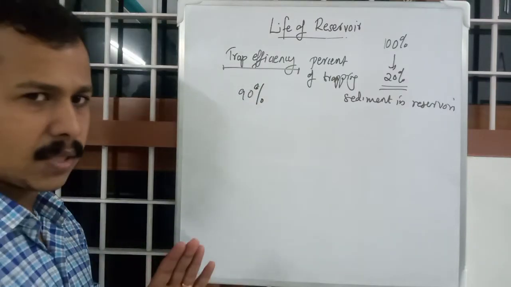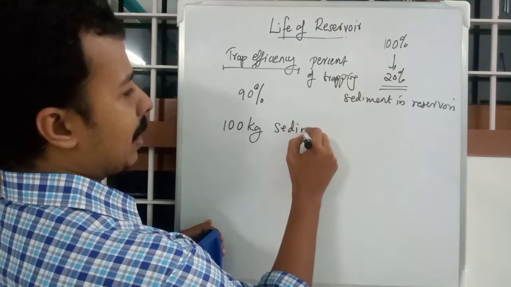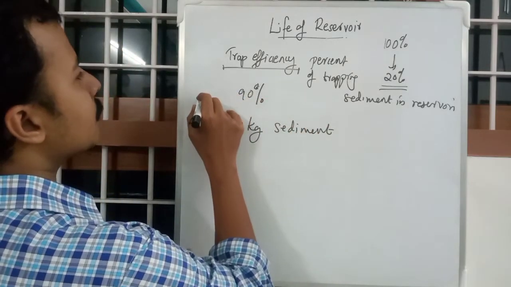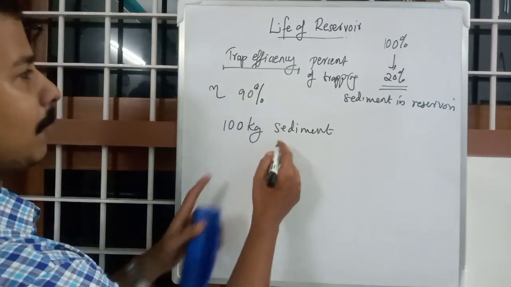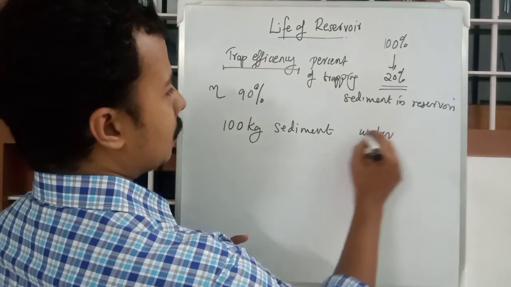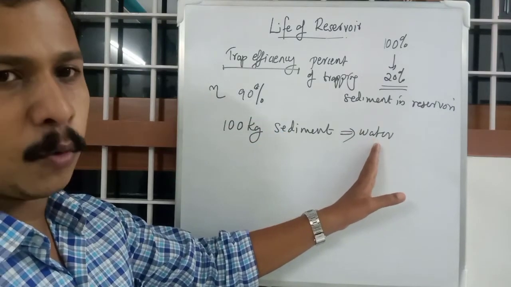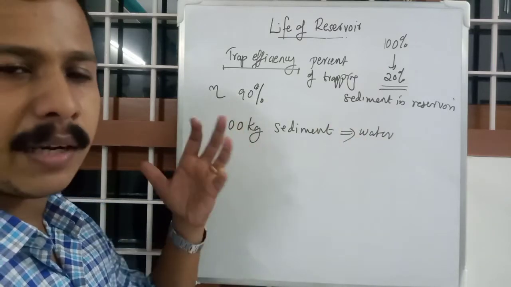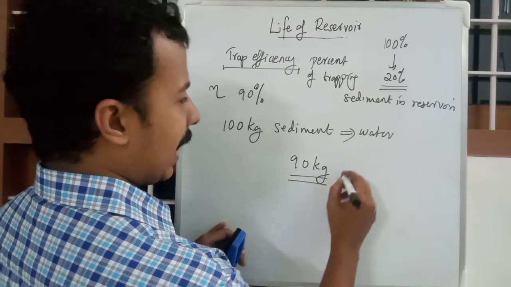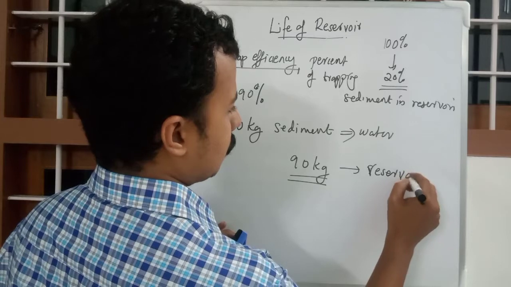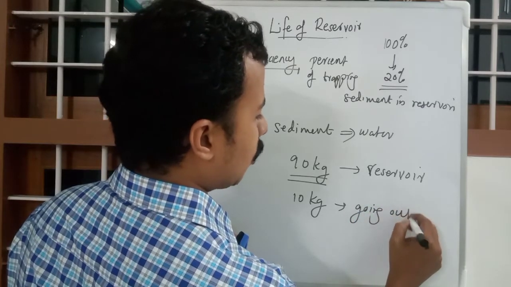Suppose trap efficiency is 90%, for example. If 100 kilogram of sediment, soil content, is carried by some amount of rainfall water, precipitated water, and the trap efficiency of that particular reservoir is 90%, then only 90 kilogram will be trapped in the reservoir and 10 kilogram will be going out of the reservoir.